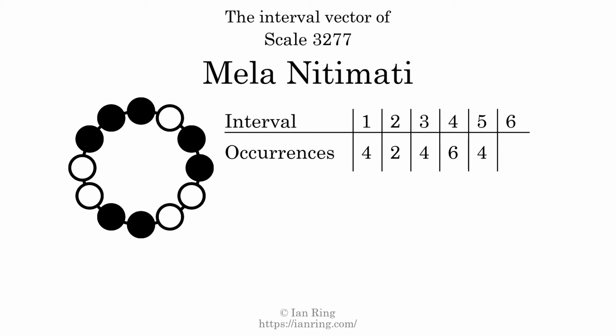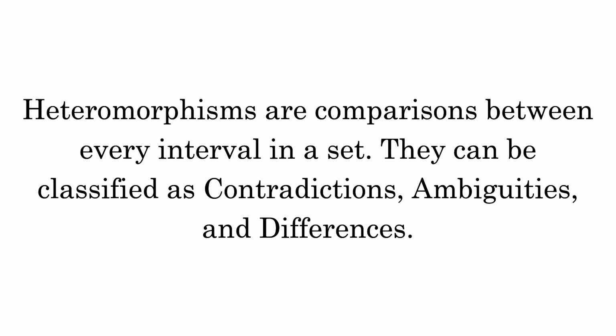There are 4 intervals with the size of 5 semitones. They are here, here, here, and here. There is 1 interval with a size of 6 semitones. It is here. Each interval does not appear in this scale a unique number of times, so this is not a deep scale.